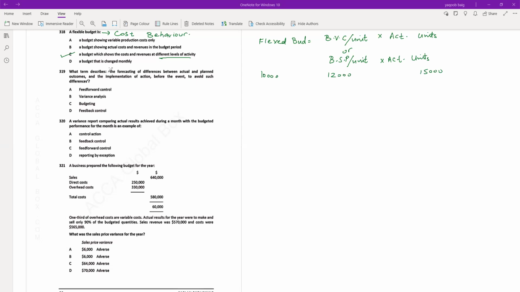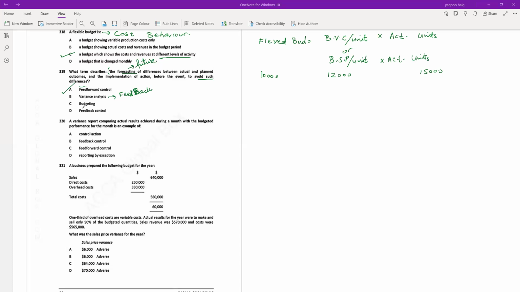What term describes the forecasting? Forecasting is talking about the future budget or next accounting period, of differences between actual and planned outcomes and the implementation of action before the event to avoid such differences. So when you are making a plan for the future, this is called what? This is called feed forward. Variance analysis is like feedback where we are calculating the difference between budget and actual results. Budget is the one where we are making plans for the future or next accounting period.